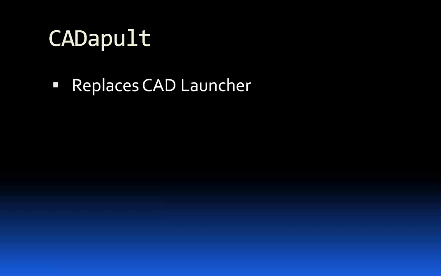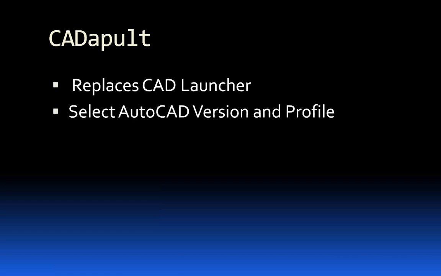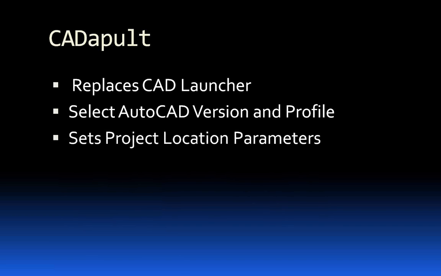All right, and again, like I said a little bit earlier, it does replace CAD Launcher, and I really want to stress that you use Catapult to get into your projects and also select which version of AutoCAD. And that's really one of the two main purposes that we designed Catapult for. The first one is from a single desktop icon, you can pick which AutoCAD version and profile you want to use. And then the other item is it manages our project location parameters for both Land Desktop and Civil 3D. So it's really critical that you do use Catapult to make sure that while you're working in Land Desktop or Civil 3D, you are connecting to the right set of project data.